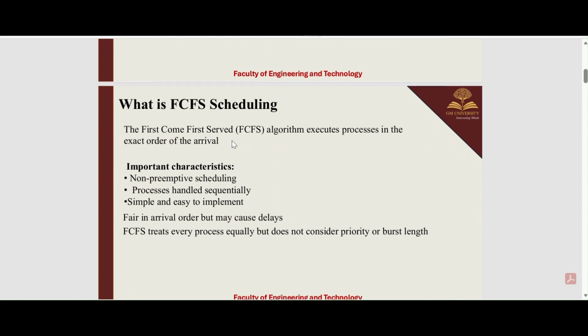The first come first served algorithm executes processes in the exact order of their arrival. Important characteristics are non-preemptive scheduling, processes handled sequentially, simple and easy to implement. Fair in arrival order but may cause some delays. FCFS treats every process equally but does not consider priority or burst time.